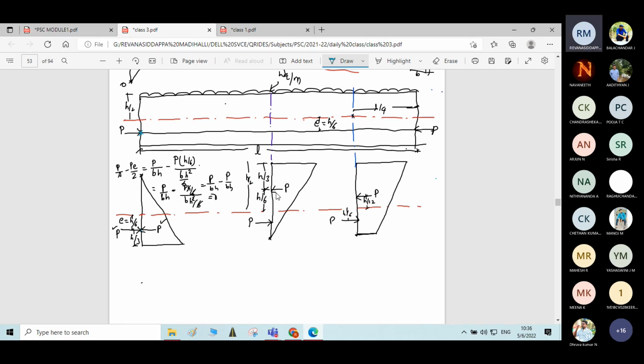And at the center of the span, where is the location of the thrust line? It is at a distance of h by 6 from the central axis. And at quarter span, where is the location of the thrust line? At a distance of h by 12, slightly below here, from the central axis. Now, if we join all the points, this is the resultant thrust line you get for the different points.